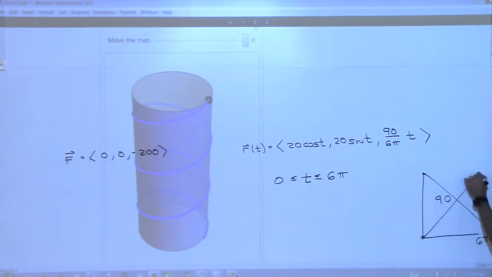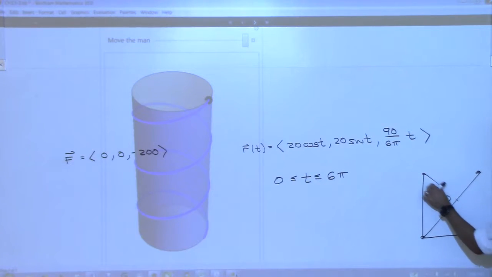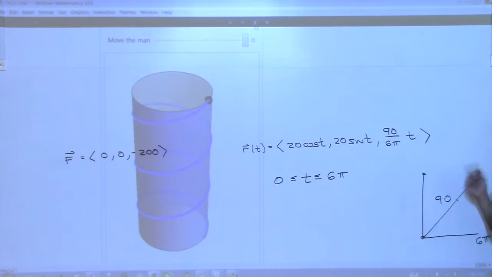What's the slope of that? It's like we're taking that and wrapping it around. So the slope of this line would be rise over run, so 90 over 6 pi. Make sense? Okay. And that's it.